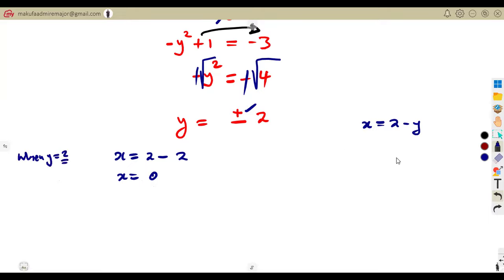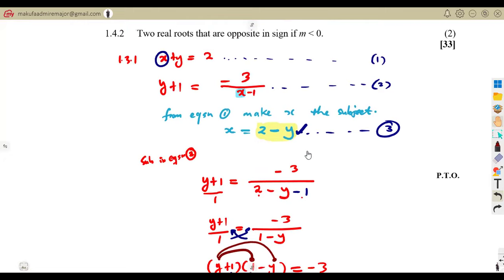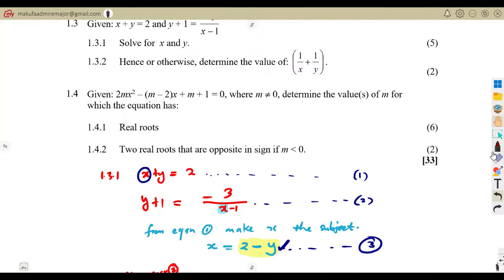When y is equal to a negative 2, our x value was going to be what? 2 minus the value of y. The y value that we have is a minus. So it's minus, minus. So x was going to be what? That's a plus. And 2 plus 2, that's a 4. So meaning to say when y is minus 2, x is a positive 4. That is what it means. So these are the values from there. All right, so that was it for 5 marks.